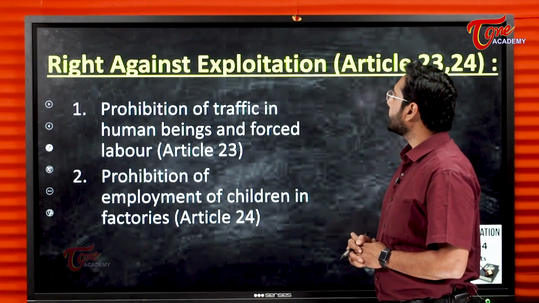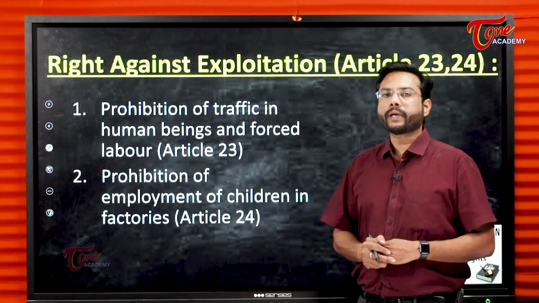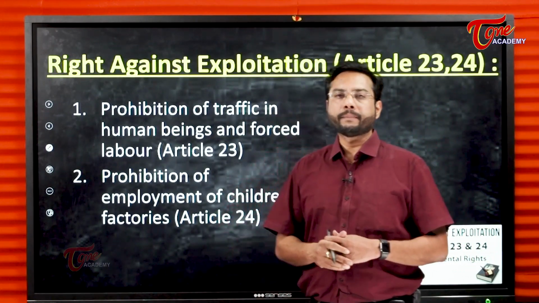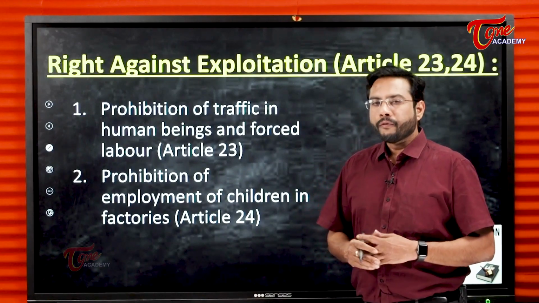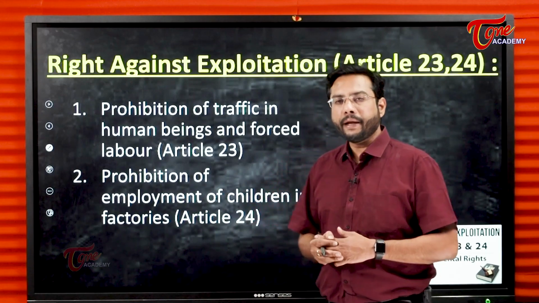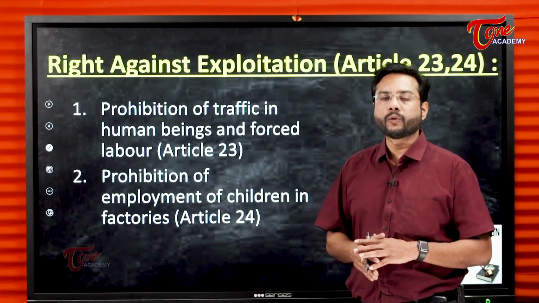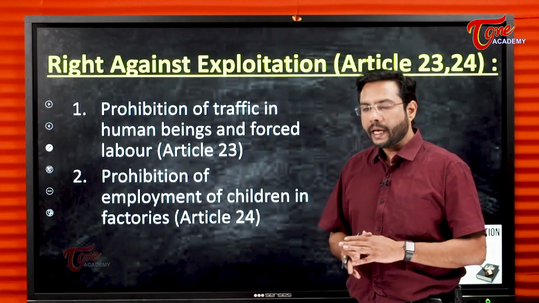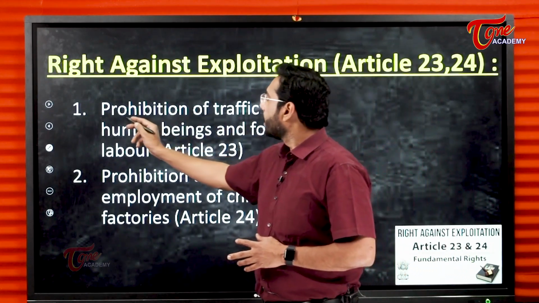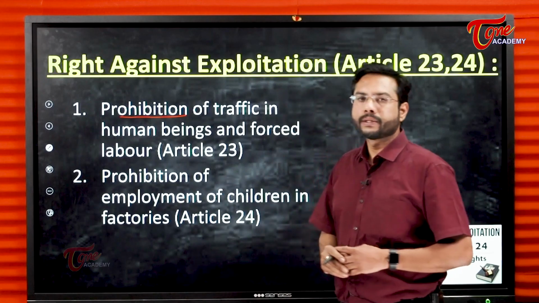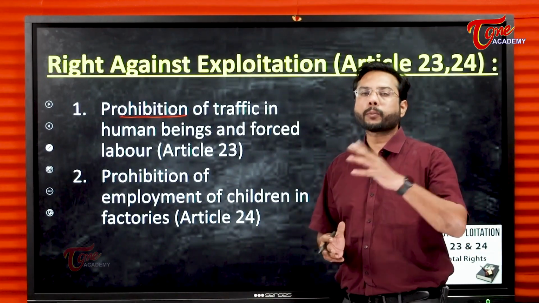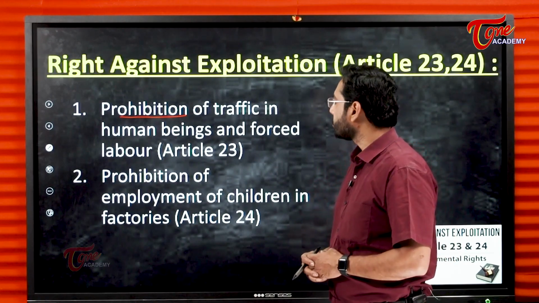So right against exploitation is an important fundamental right which protects a person to work according to his interest, not against his interest. If anyone makes a person work against his will, he would be punished. That is what we say prohibition. The State prohibits, the State limits a person from exploiting a common man.